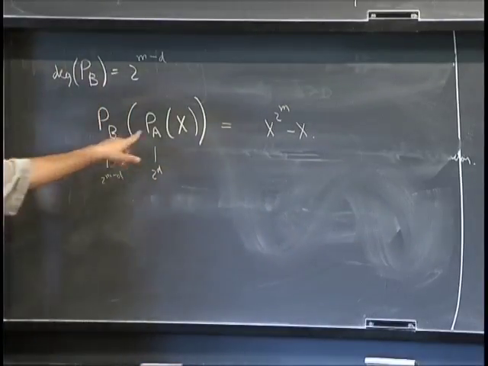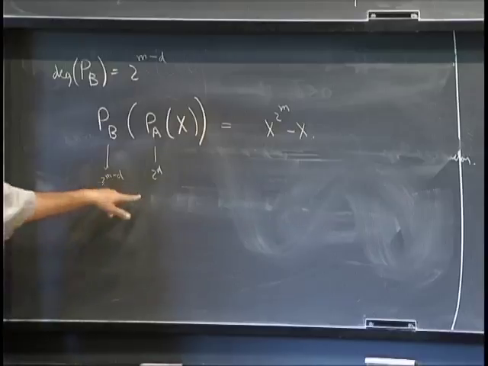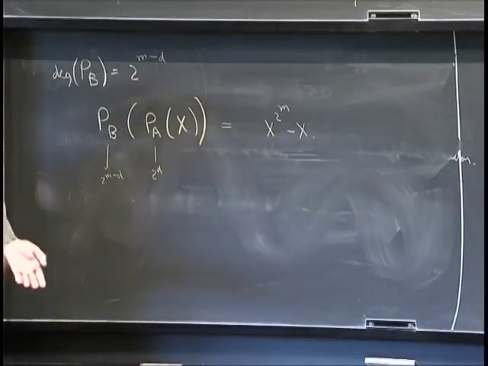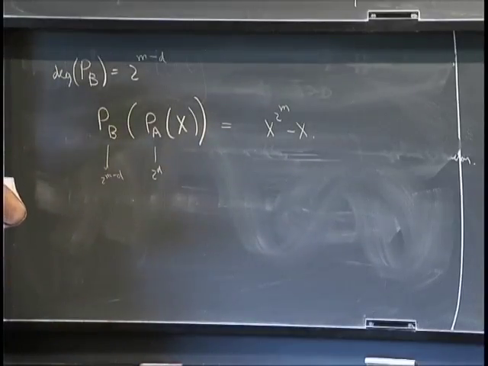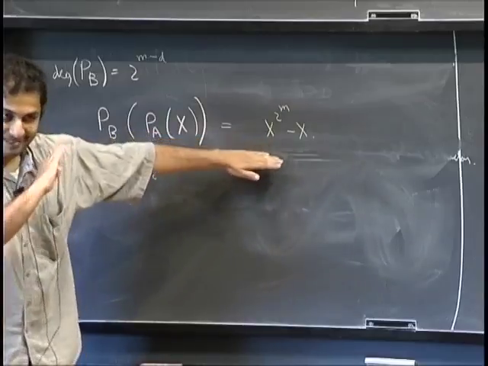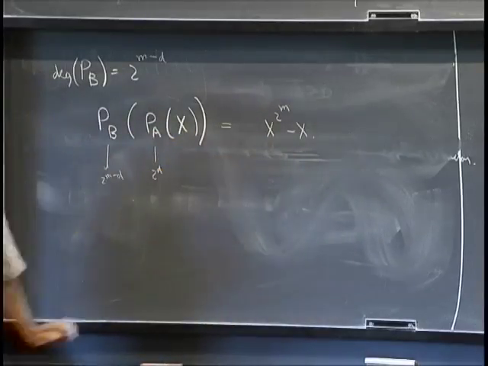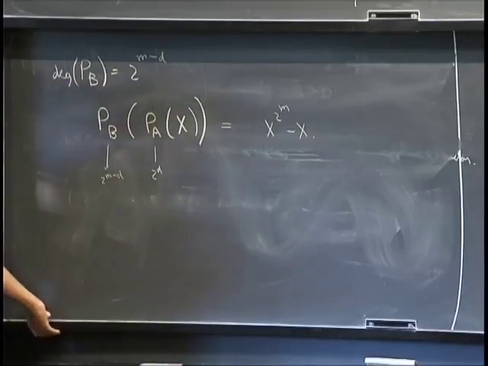Here this composition is a non-zero polynomial of degree 2^m, and it vanishes on every element of F_2^m, and there is a unique such polynomial that vanishes on all of F_2^m up to scalars. That will not affect this. So PB of PA of x is equal to x^(2^m) minus x. Okay, so far we have got that.